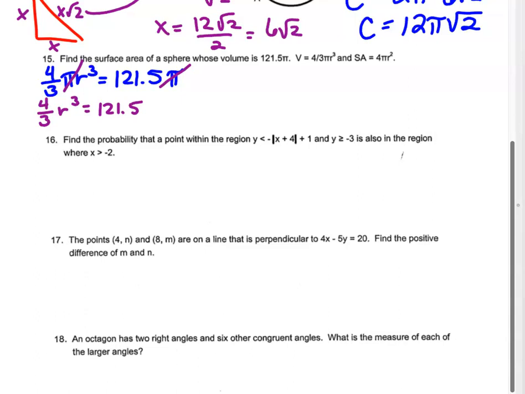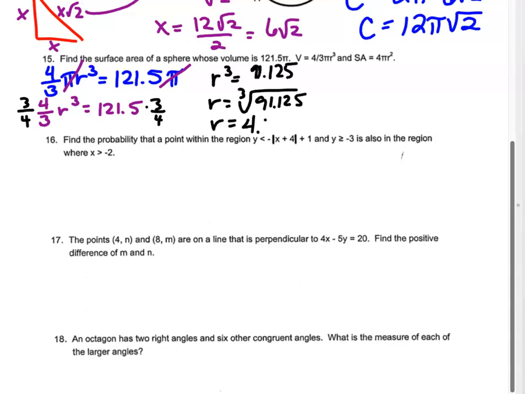To solve for the radius, we would have to multiply both sides by 3/4. So now we have r cubed equaling 121.5 times 3/4, which is 91.125. To find r, we have to cube root that. So our radius ends up being 4.5. Now to find surface area, we need 4 pi r squared. So surface area is going to be 4 times pi times 4.5 squared, which ends up as 81 pi.